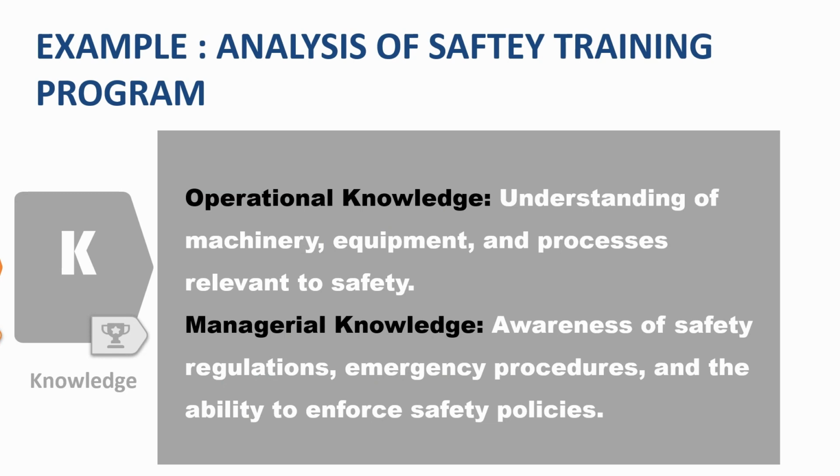Once the goals and desired behaviors are identified, we need to check the existing knowledge and skill level of employees. These could be checking the level of operational knowledge, understanding of machinery, equipment, and processes relevant to safety. Managerial knowledge, awareness of safety regulations, emergency procedures, and the ability to enforce safety policies.